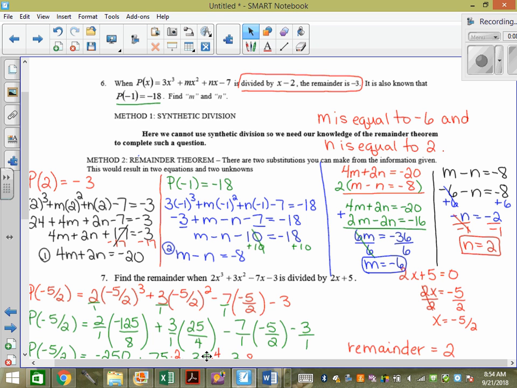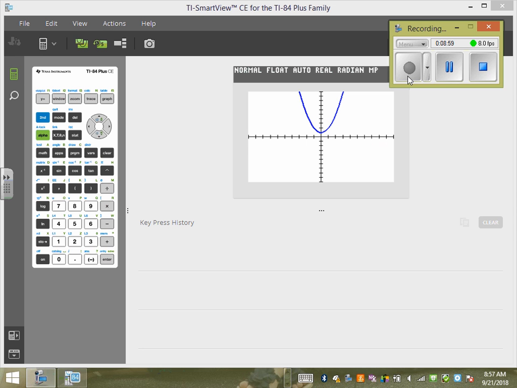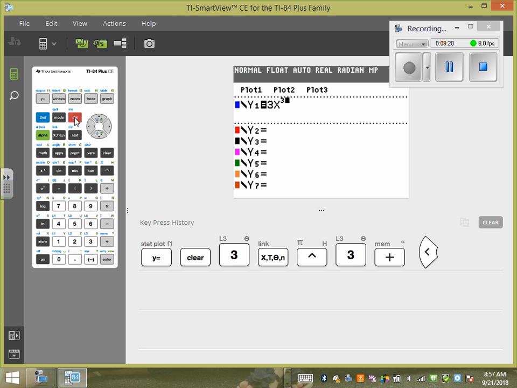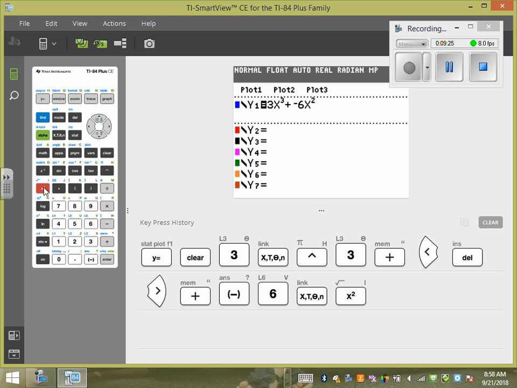So, where's my calculator? Oh. This. So what is it? What's the equation with the m's and the n's? Help me. 3x cubed, I think. Okay, and my can't be squared. Yep. So what's the m now? Plus negative 6x squared.